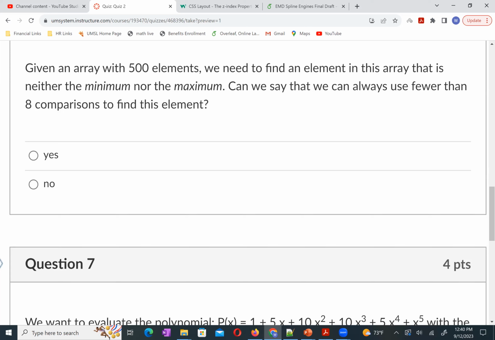Think about this question. It's a critical step. We reduce by 2 elements. Then we just use A comparisons to find a solution. Can we go back to the original 500 elements? We can use no more than A comparisons to find a solution. Is it true?